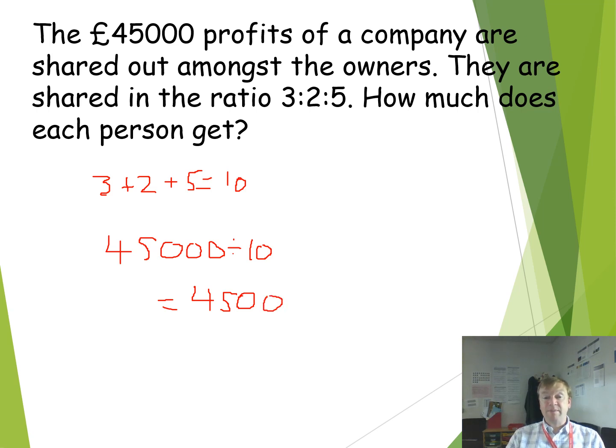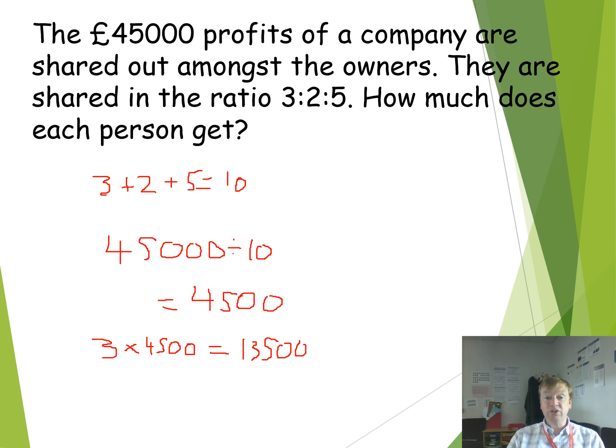So what does that mean? Well, each of these owners is going to get certain amounts. So this person here, this first owner, is getting 3 shares. So he'll be getting 3 times 4,500. What does that give us? Okay, well, 4,500 doubles, it was 9,000, so that's going to give us £13,500 for the first person.